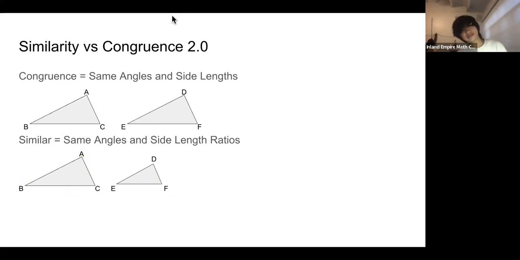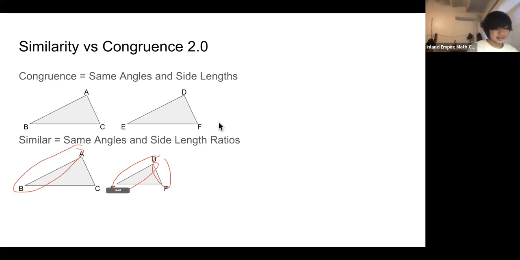Actually, have you guys learned this before in school, or like similarity? Okay. Yeah, so if you've learned it a little bit at school, then you should have this idea that similar triangles have the same angles and same side length ratio. So the relationship between side lengths is the same.